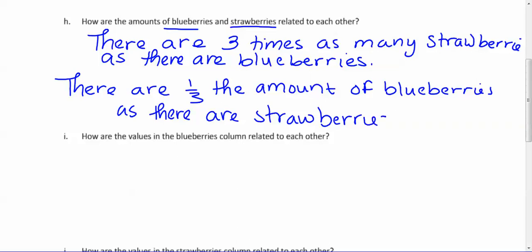So that is all a multiplicative comparison statement is. All right, sounds really fancy, but you're just kind of putting that ratio as a fraction and saying it a little bit differently. All right, any questions on this?